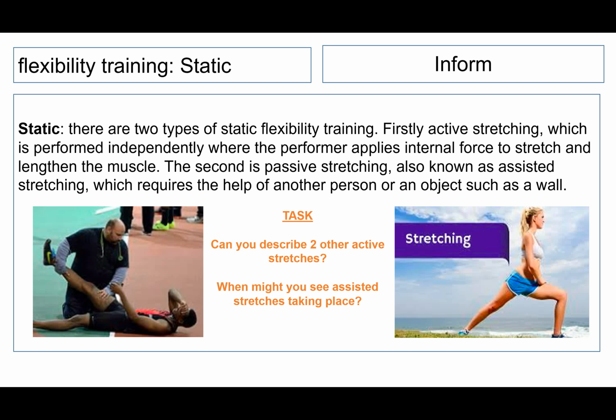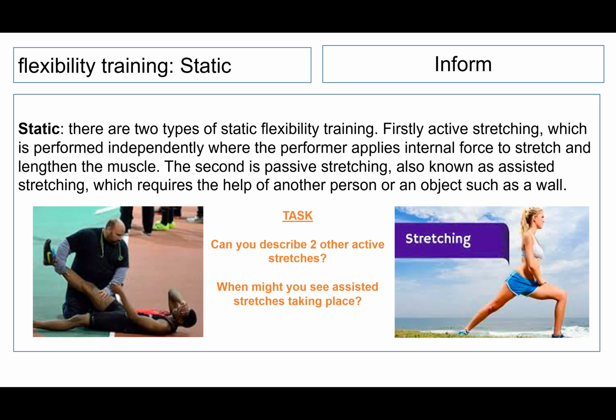Okay, and the second is passive stretching, also known as assisted stretching. So it requires the help of another person or an object such as a wall. Okay, so you could be leaning up the wall, stretching your calves. You could be pushing against another person. Another person involved for you to perform a static stretch.